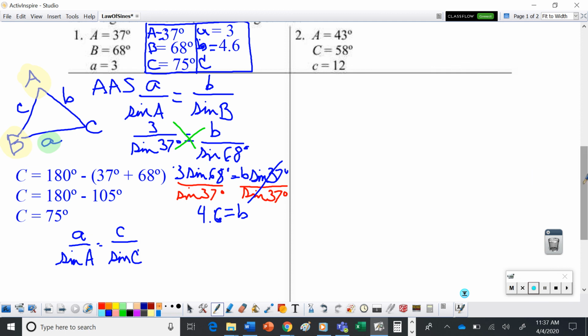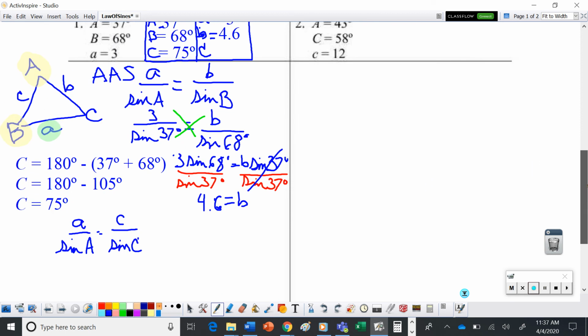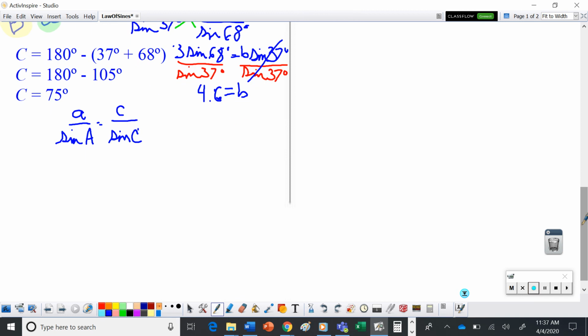So we'll sub in the pieces that we have. We have that side A is 3, angle A is 37. Side C is what we're looking for, and we'll put that over the sine of angle C, which is 75 degrees. And then we go from there.